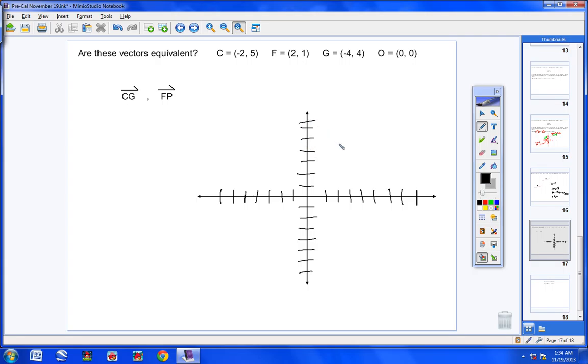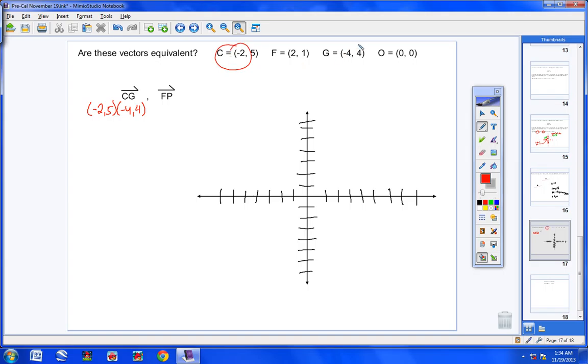I mean, come on. What if you graph one vector and it looks like this? And what if you graph the other one and it looks like this? I mean, you know then they're not equivalent. They're not going the same direction. They're definitely not the same length. Now, sometimes it's too close to tell, but I always try to very quickly graph the vector. So, this is vector CG. So, C is negative 2, 5, and G is negative 4, 4. Do you see how I got that?